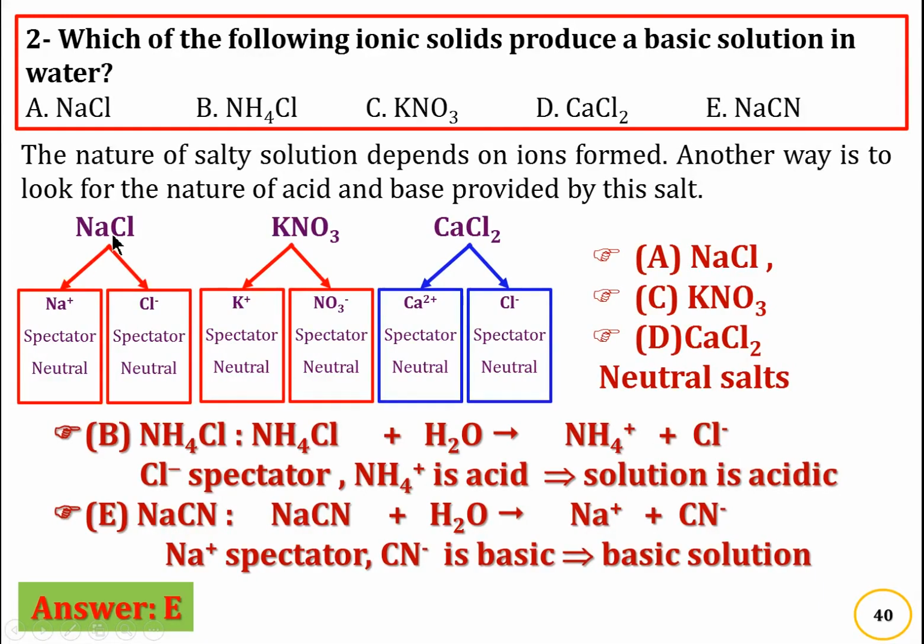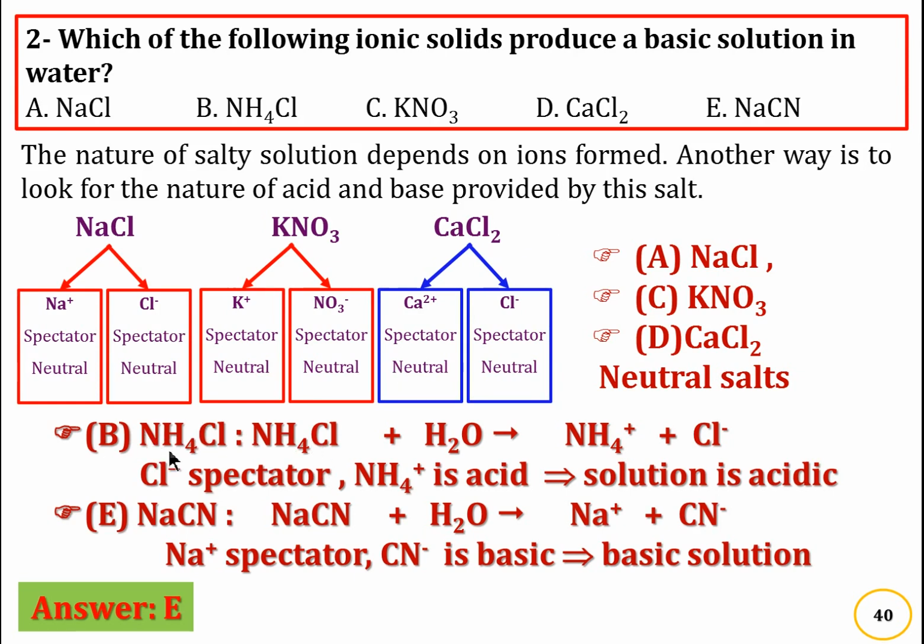Another method to answer this question is to search for the nature of the acid and the base that provide the salts. For example, NaCl: the cation Na+ is provided by the strong base NaOH, and the anion Cl- is provided by the strong acid HCl, so NaCl is neutral. Same for KNO3 and CaCl2.